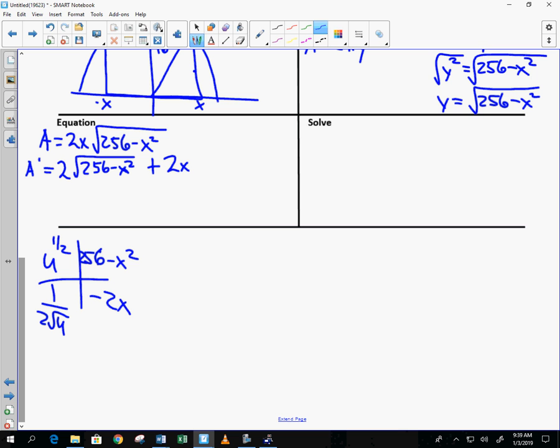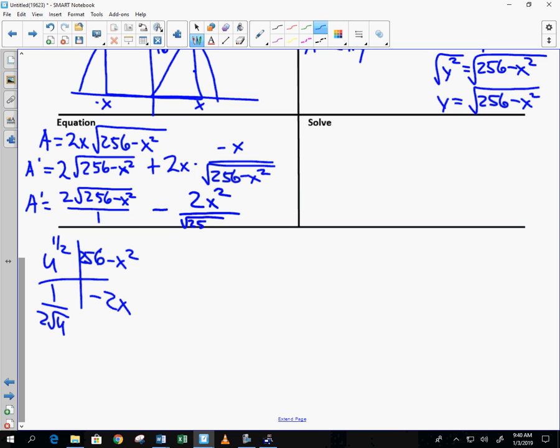Look what happens when you multiply these together. What happens to the 2's? They cancel, but I'm left with an x on the numerator and a negative. So times negative x over the root of 256 minus x squared. A prime is equal to 2 roots of 256 minus x squared over 1, minus 2x squared over the root of 256 minus x squared.